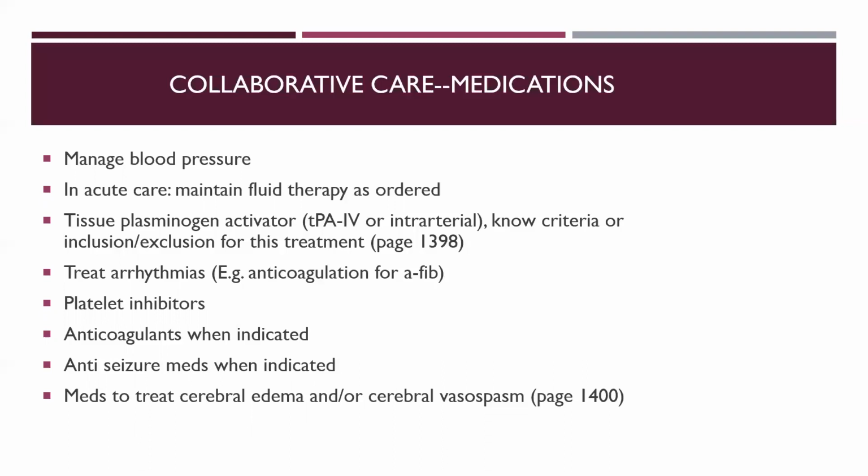So if it was hemorrhagic, we would understand that they would be at an increased risk of bleeding if we gave them the TPA. Treating the arrhythmias, do we need anticoagulation or do they have AFib? Are they on any platelet inhibitors?